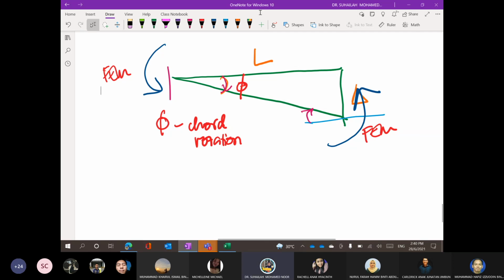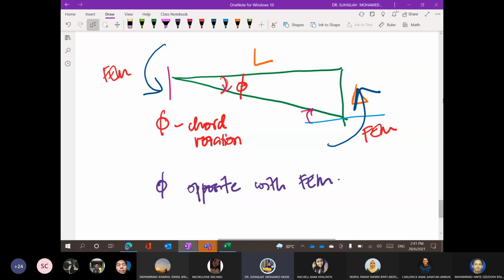Can you understand that one? Okay, so this is chord rotation, opposite with FEM. Chord rotation is opposite with FEM. Okay, so it is just like this.